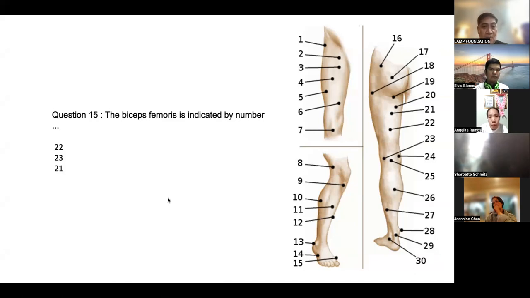That's 22? Not biceps femoris. Okay. Masyado nang malayo yan sa biceps. Should be a little lower. Kasi the choices are 21, 22, 23 lang. So, what's your answer? 23. Yeah, 23. Congratulations.